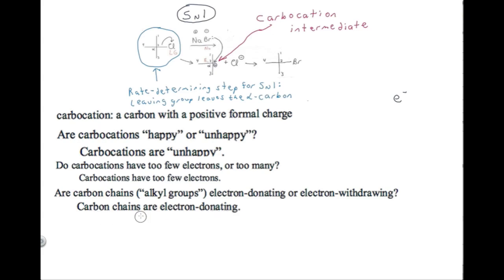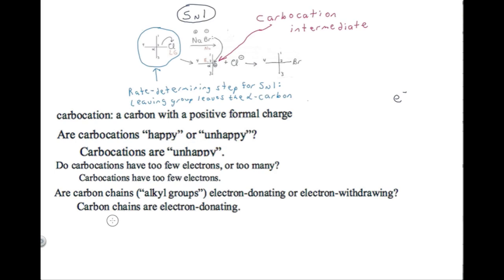Now, why are carbon chains electron donating? That's really not obvious. So basically you just have to memorize this fact. This is not something you can figure out based on what we've talked about previously. You just have to memorize that carbon chains are electron donating. To save time, I'm not going to explain why they're electron donating. You'll probably find an explanation for this in your textbook or lecture notes, but we're just going to memorize that carbon chains are electron donating.